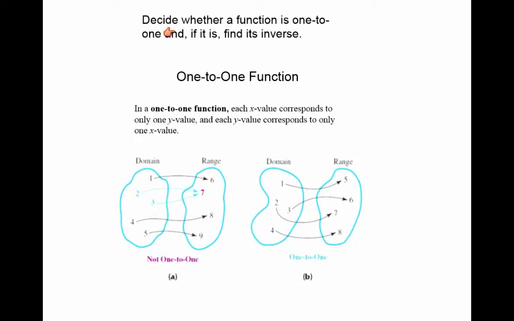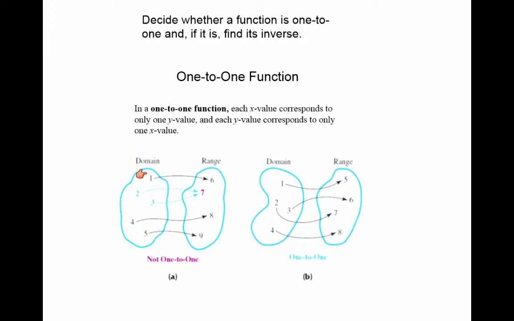We decide whether a function is one-to-one, and if it is, find the inverse. In a one-to-one function, each x value corresponds to only one y value, and each y value corresponds to only one x value. So this example here to the right would be a one-to-one function.